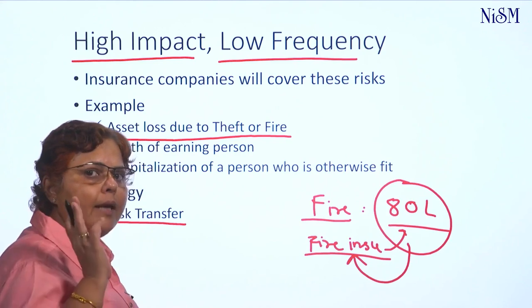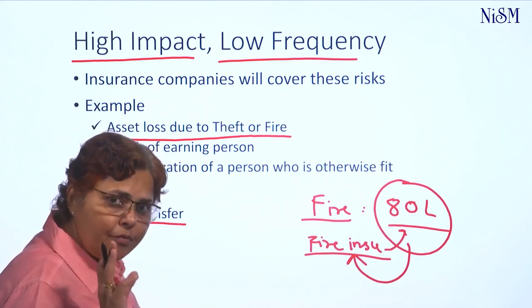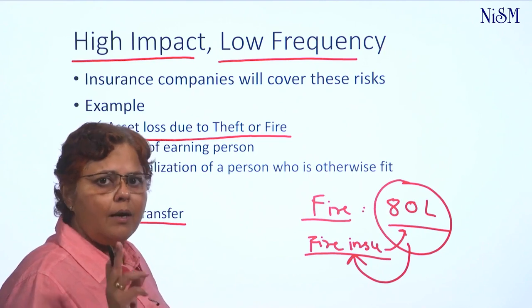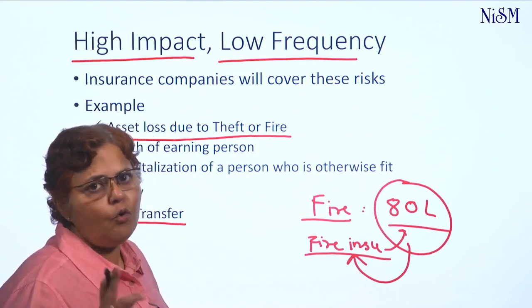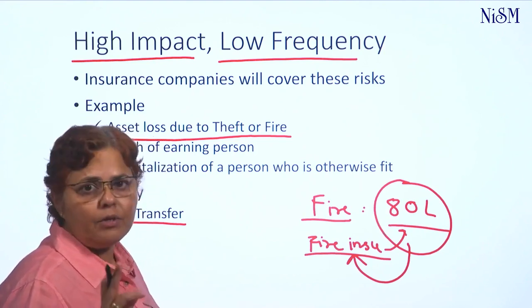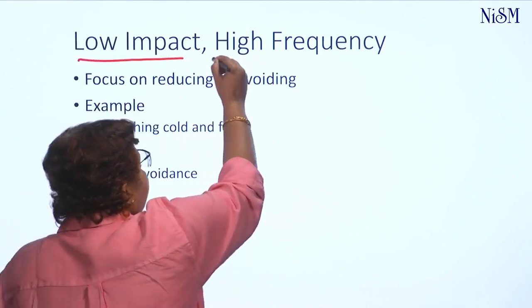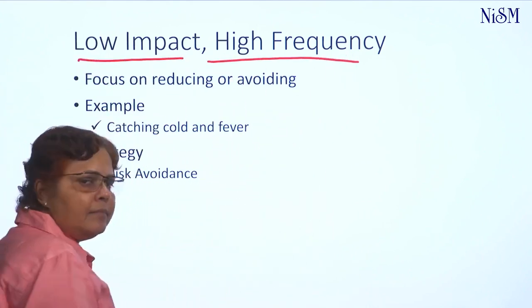So, the only types of risks which will be handled by insurance products are high impact and low frequency. Okay, we have to remember this. Then comes low impact but high frequency.